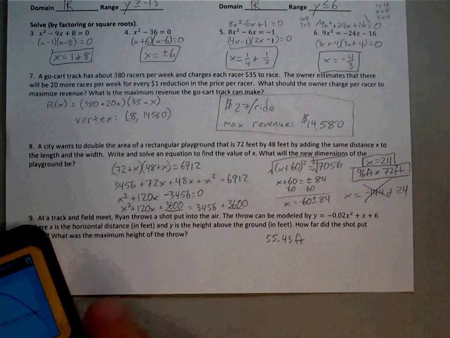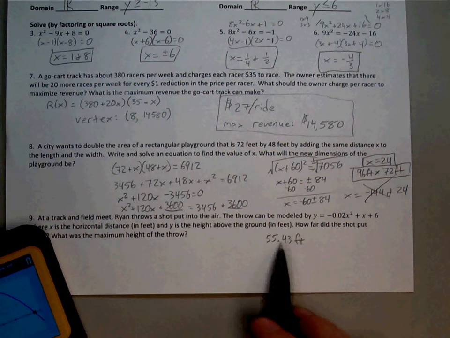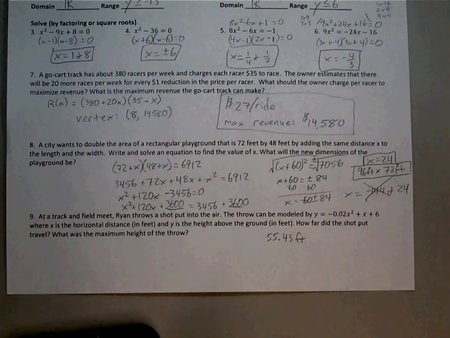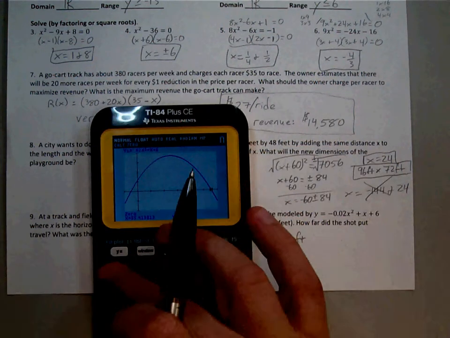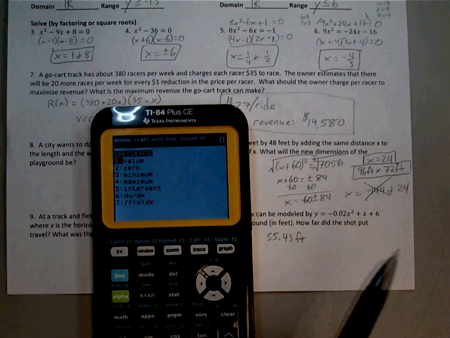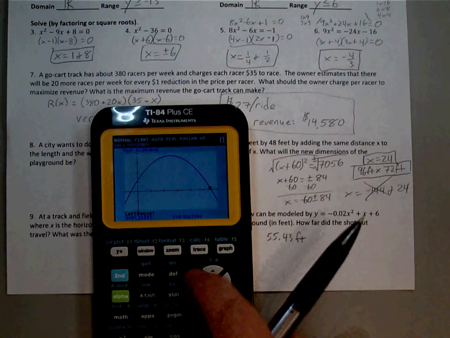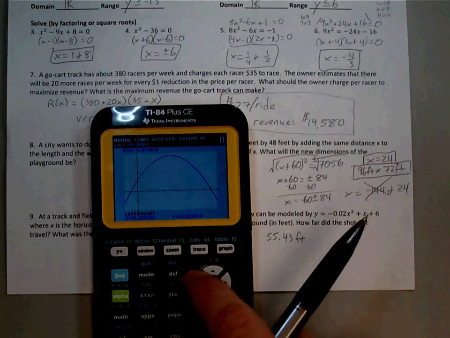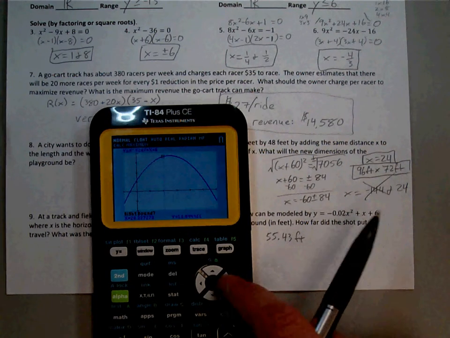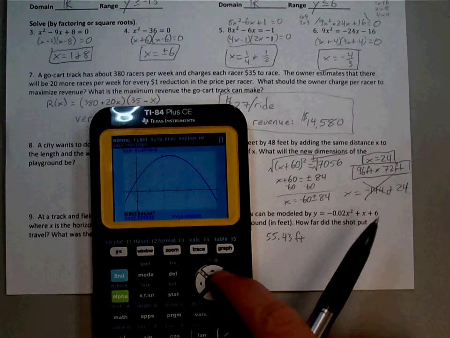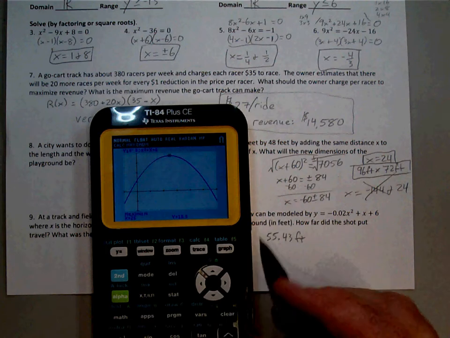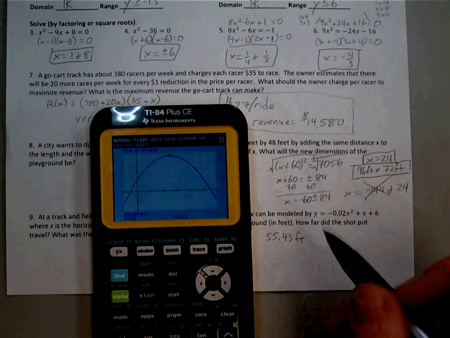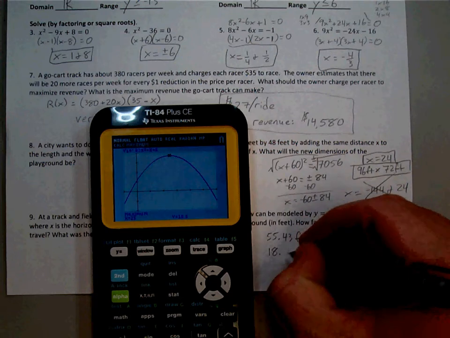It tells me x was the horizontal distance. That's how far it traveled. Now it says, what was the maximum height? So now I want to find the maximum. So go back to calc and choose maximum this time. Left bound, right bound, guess. And so the maximum height, that would be the y value, 18.5 feet is how high it went.